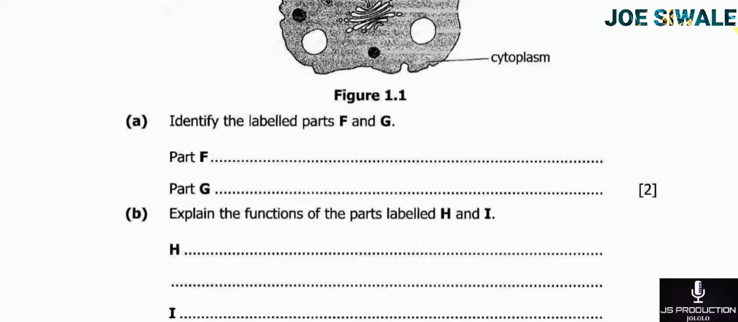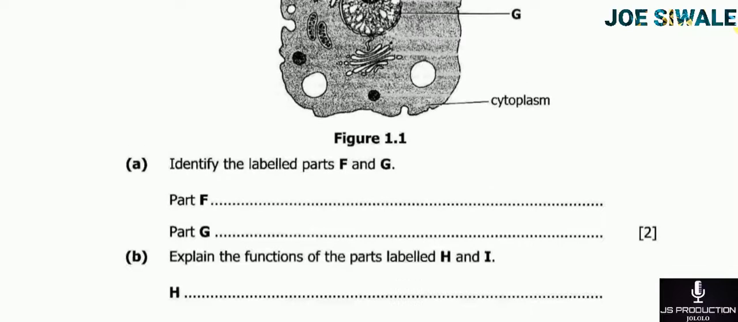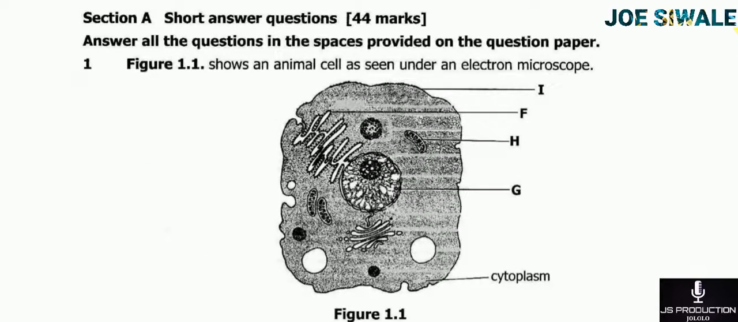Question B reads, explain the functions of parts labeled H and I. So what is H? H, that's the mitochondria. So the function of the mitochondria is to provide the cell with energy, because this is where respiration takes place. And you must note that animal cells, they contain a lot of mitochondria as compared to plant cells, because animal cells, they need a lot of energy.